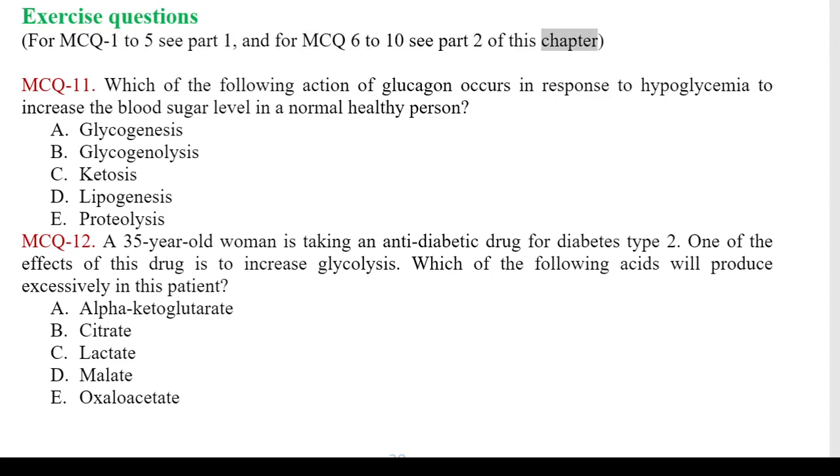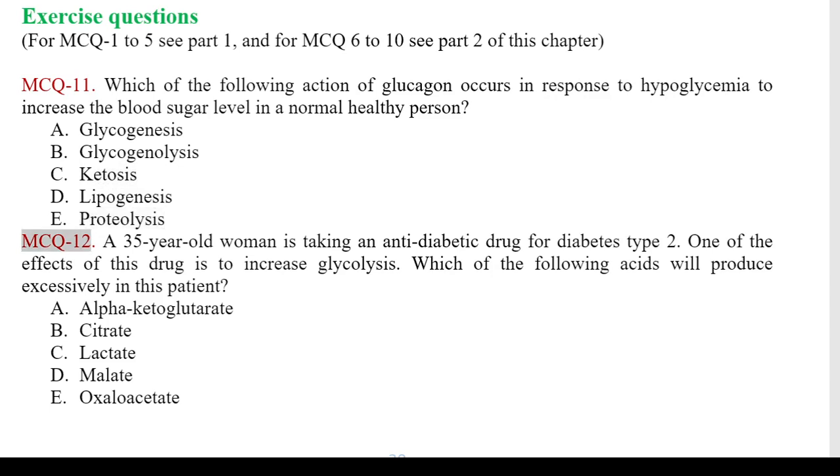MCQ 11. Which of the following actions of glucagon occurs in response to hypoglycemia to increase the blood sugar level in a normal healthy person? Glycogenesis, glycogenolysis, ketosis, lipogenesis, proteolysis.